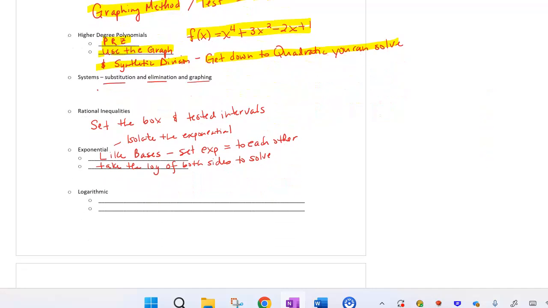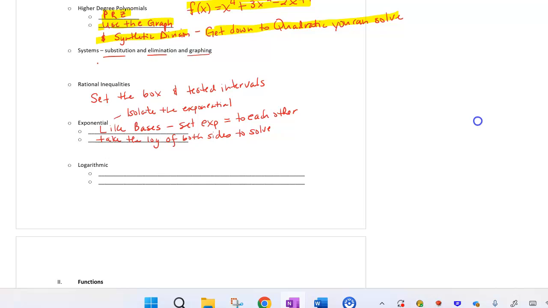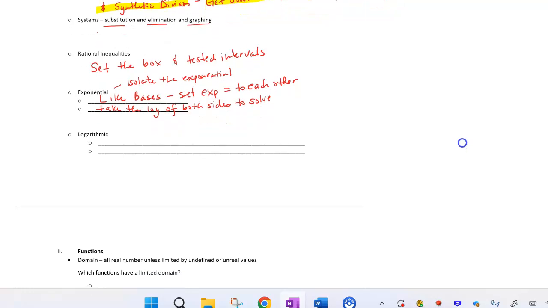We also had systems of equations. We learned how to solve those by using either substitution, elimination, or graphing, so you'll need to review that.